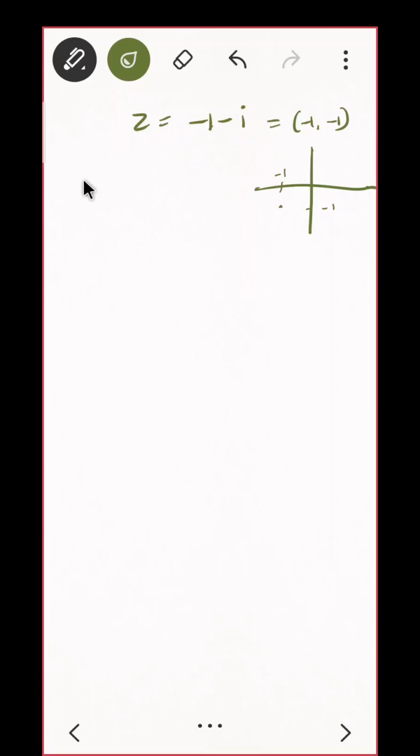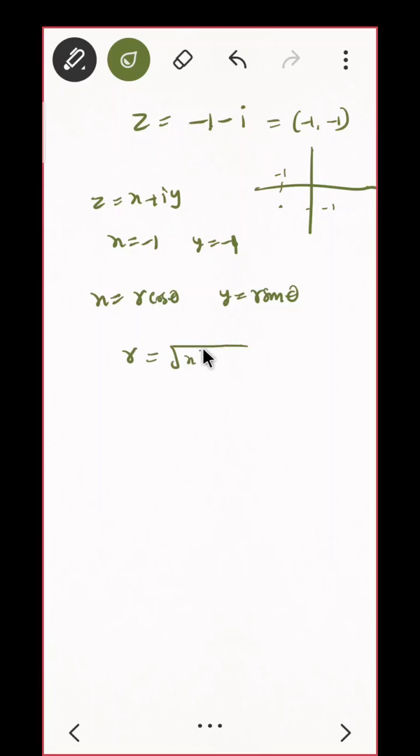What you have to substitute? Compare with z equal to x plus iy. What is your x? Minus 1. What is your y? Minus 1 again. So how will you calculate theta and r? You need to substitute x equal to r cos theta and y equal to r sin theta. So what will be your r? r is square root of x square plus y square. Do you agree?